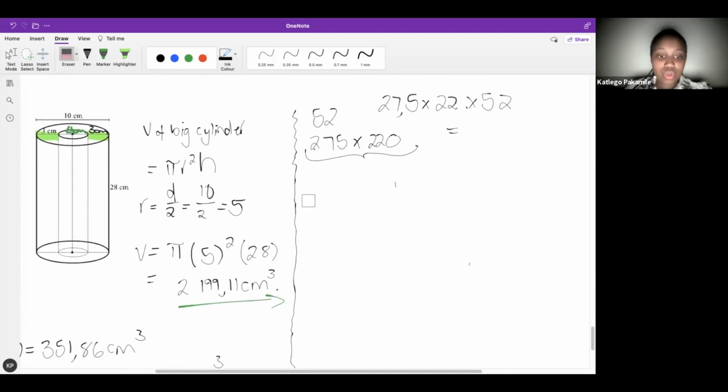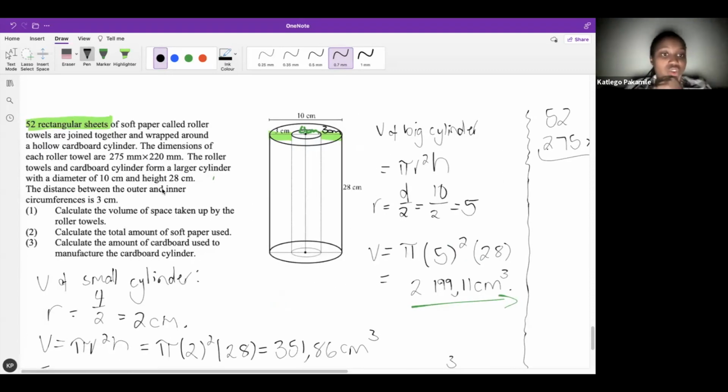31460 centimeters squared. Okay, no, that doesn't look right. Wait, what did I miss here? Joined together and wrapped around. Dimensions of each roller towel, so each one is 27,5 by 22. The roller cylinder has a diameter of 10 centimeters. Okay, no, it's not right. Something is off.